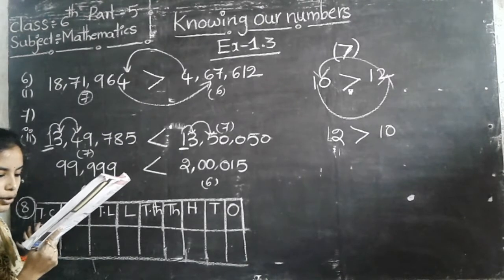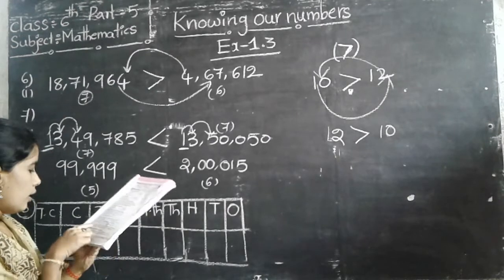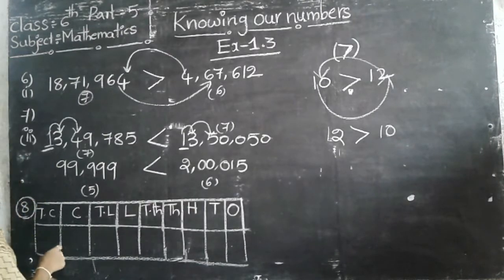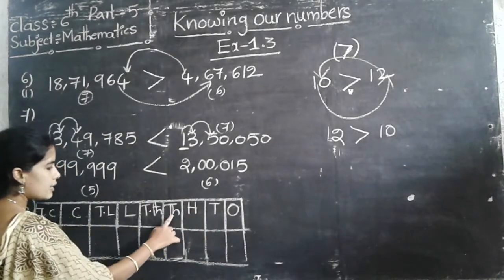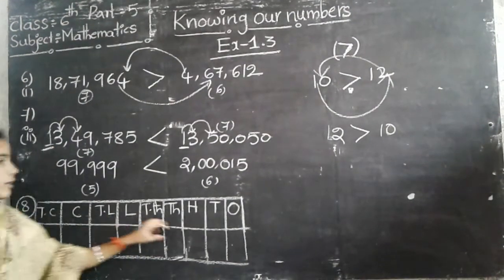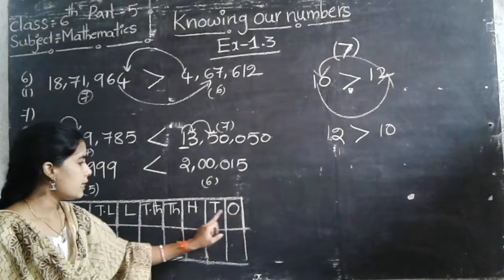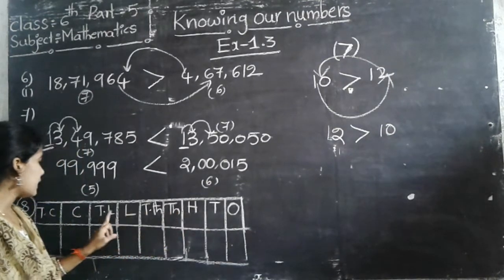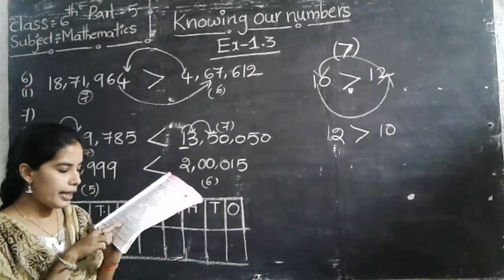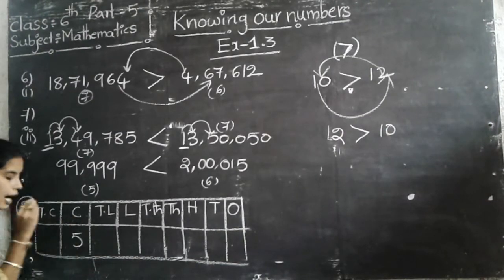First we have to see what they have given. 5 in the crore place. Where is crore? Ones, tens, hundreds, thousands, ten thousands. Children, they have given the Indian place value system: ones, tens, hundreds, thousands, ten thousands, lakh, 10 lakh, crore, and 10 crore. So what we have to do? They have given the hint 5 in the crore place. Where is crores? In the crore place we have to write 5.